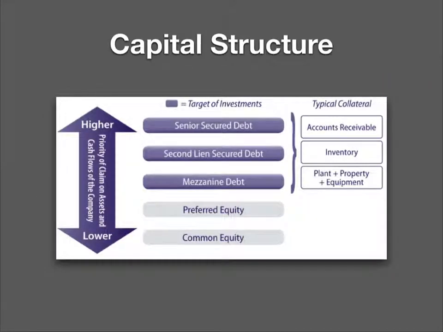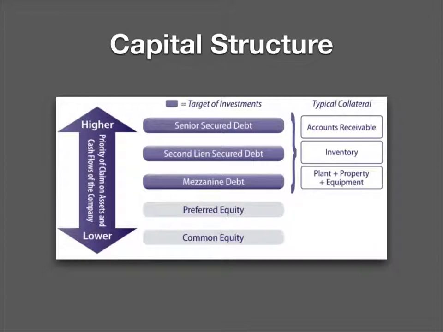The last slide is just capital structure, and this is basically chapter 3. Chapter 3 is really short, just showing you the hierarchy of who gets paid, or cash flows of the company. Your senior secured debt is going to be at the top. So if I go out to JP Morgan Chase and borrow money on a secured debt, that's going to be first in line for repayment.